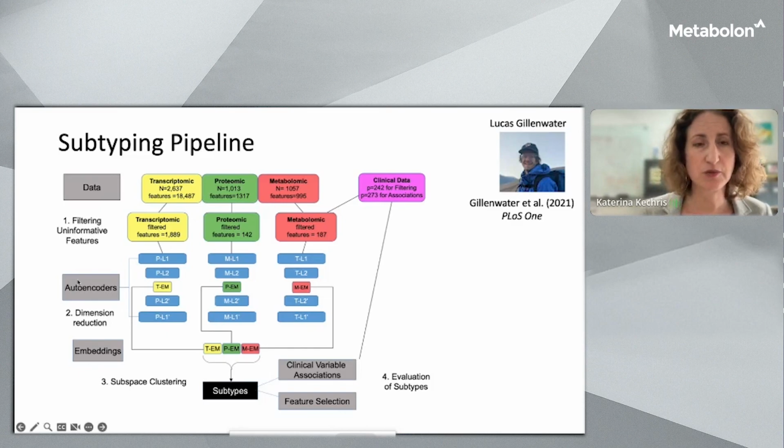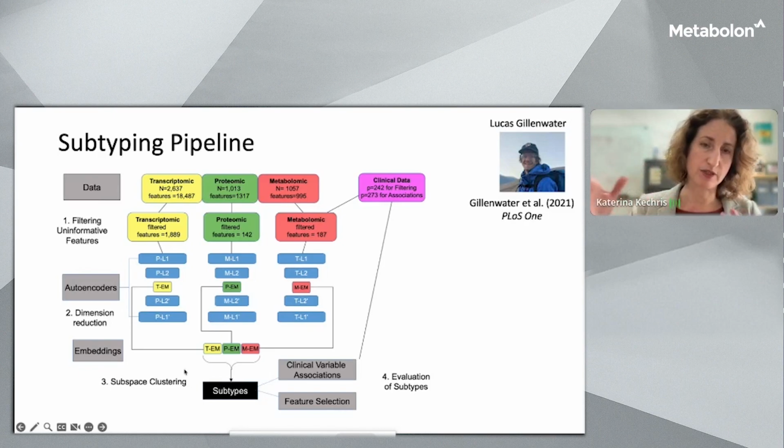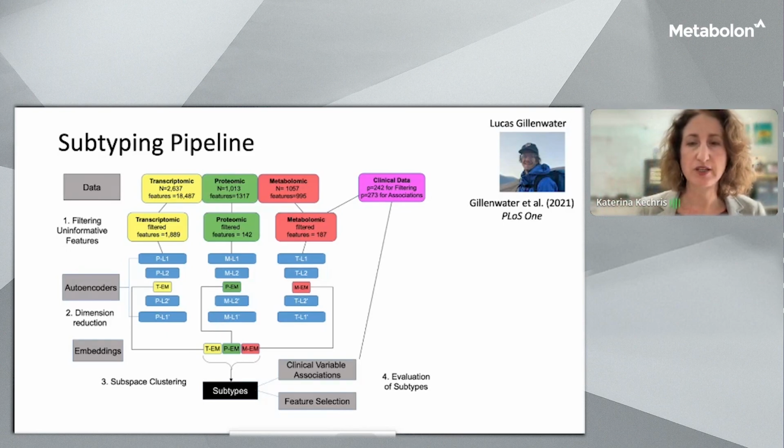We then used a deep learning approach called variational autoencoders to do dimension reduction, because even though we filtered down to about 2,000 features, this was still too much. These variational autoencoders can be used to create embeddings in a lower dimensional space, so about 8 to 10. And then we used a clustering algorithm for the subtyping that can cluster in subspaces of even this 10-dimensional space. Those subtypes were then evaluated with clinical variables and also feature selection.